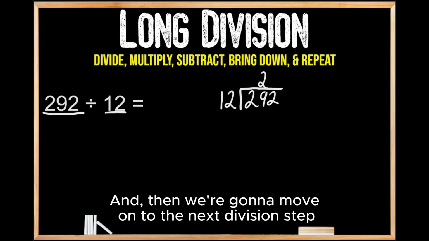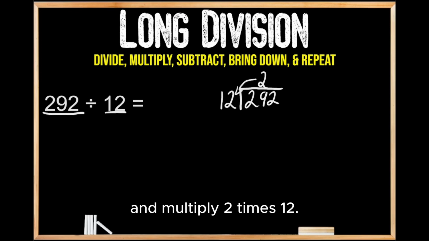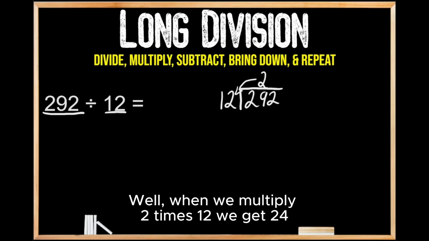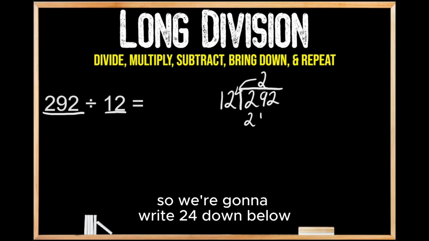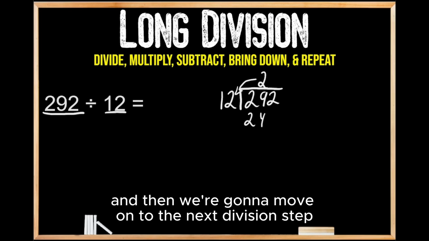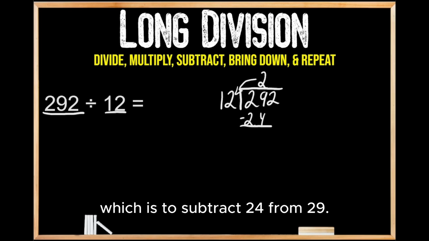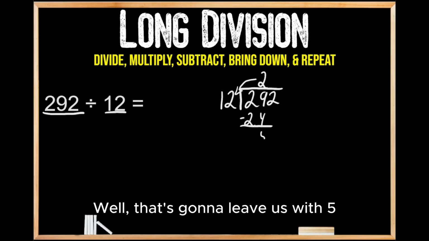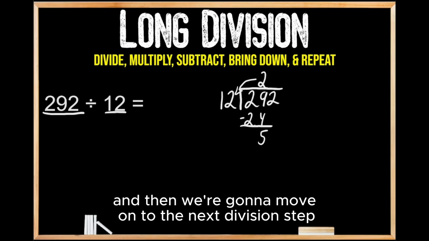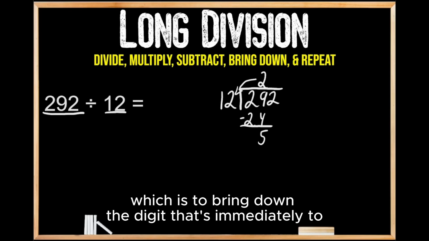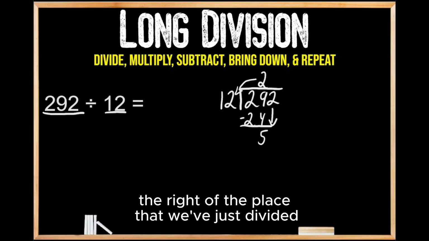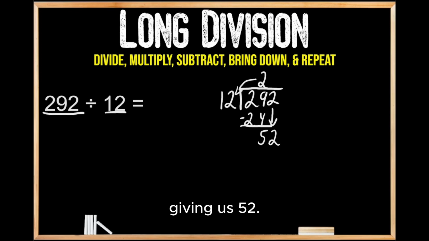Then we move on to the next division step and multiply 2 times 12. When we multiply 2 times 12, we get 24, so we write 24 down below. Then we move on to the next division step, which is to subtract 24 from 29. That leaves us with 5, so we write our 5, and then move on to the next division step, which is to bring down the digit that's immediately to the right of the place that we've just divided, giving us 52.